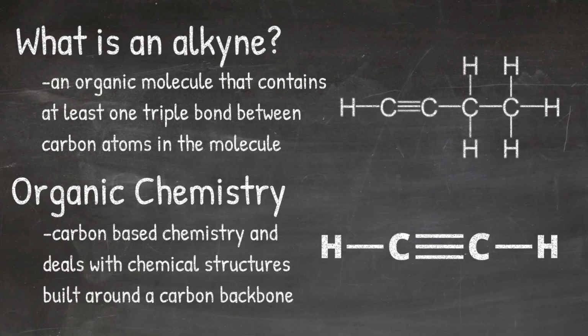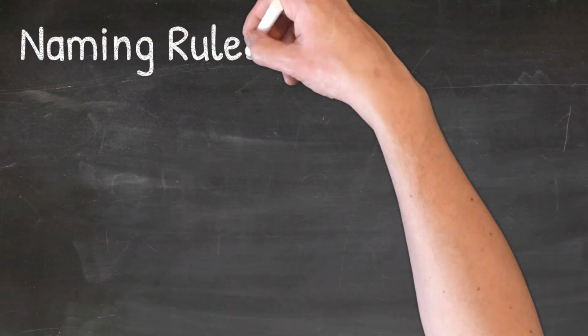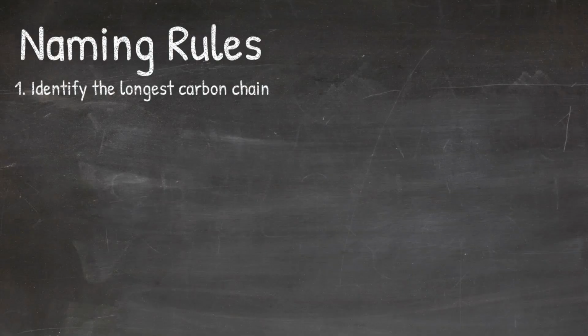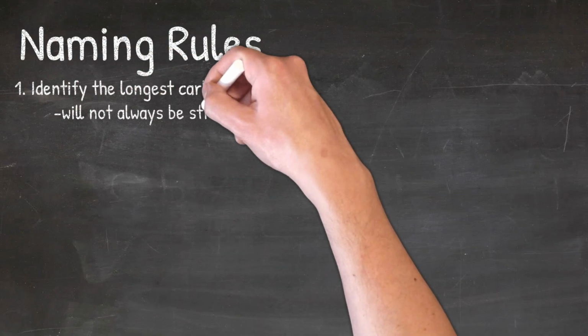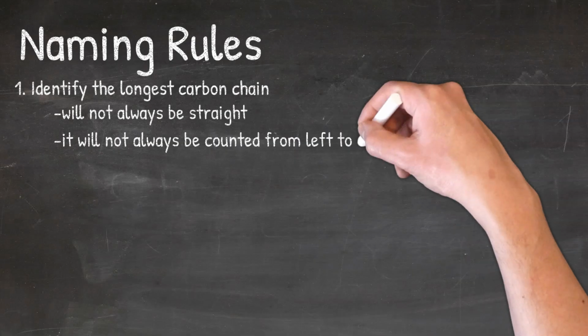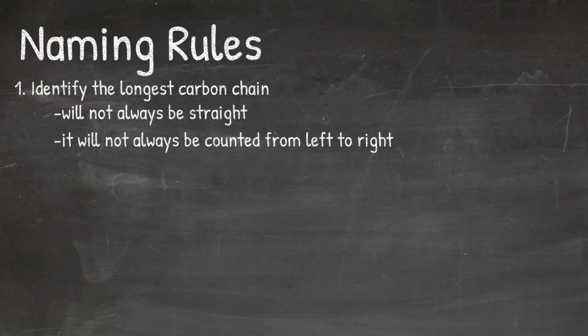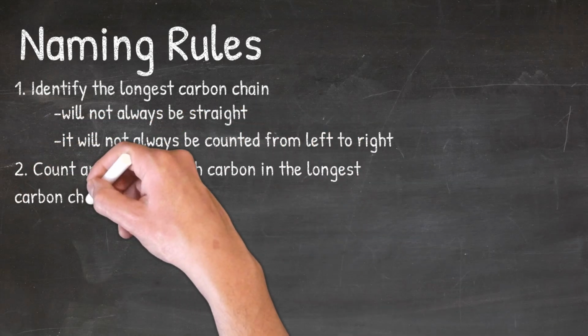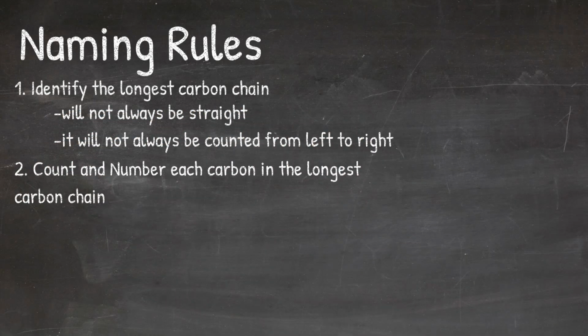Now that you can recognize and identify alkynes, let's look at how to name them. When naming any organic compound, the first thing you need to do is identify the longest carbon chain. So when we name alkynes, we are going to count the longest carbon chain we can find. The longest carbon chain will not always be straight, and it will not always be counted from left to right. So it is important to pay attention to any bends in the molecule as we are looking for the longest continuous carbon chain. As we count each carbon, we will number them. The number we assign to each carbon will be important, and you will see that as we look at different examples a little bit later in this video.